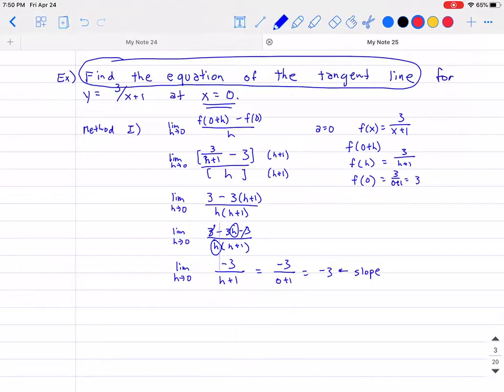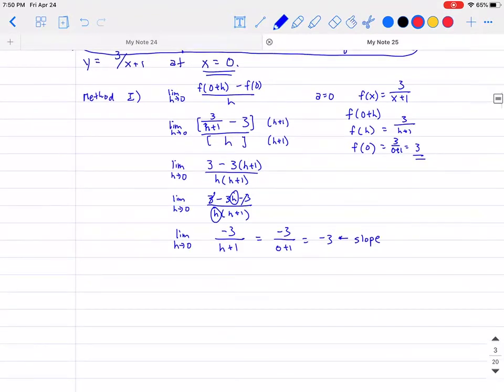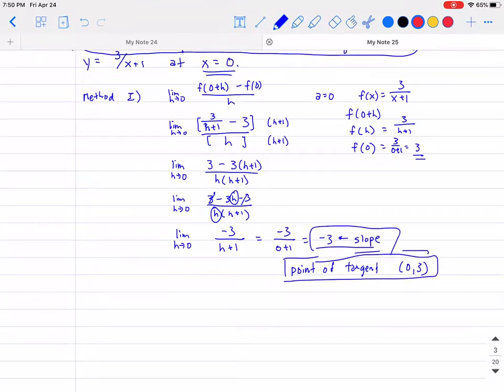Well, we know what the x value is already because it says at x equals 0. So we just need to know what the y value is. Well, fortunately, we have that over here as well because that was part of the procedure from earlier. So the point of tangency is going to be at 0, 3. So now we have everything. We have the slope, we have the point of tangency. So now we can put it all together.